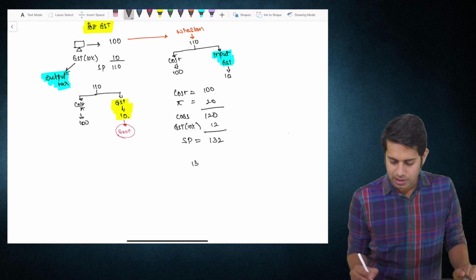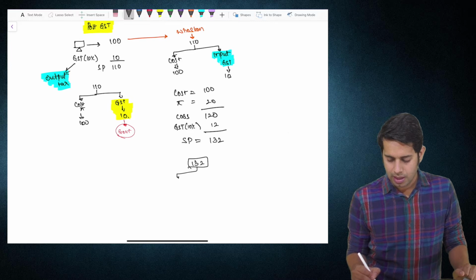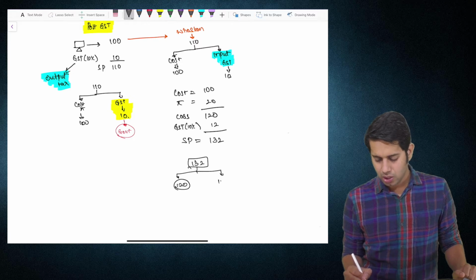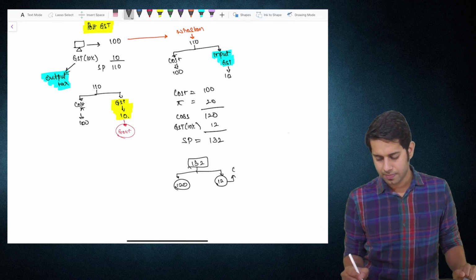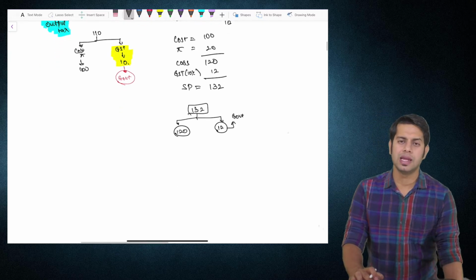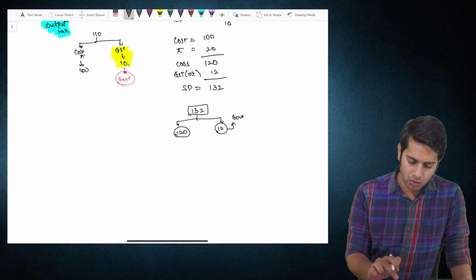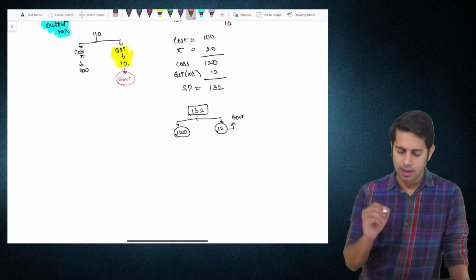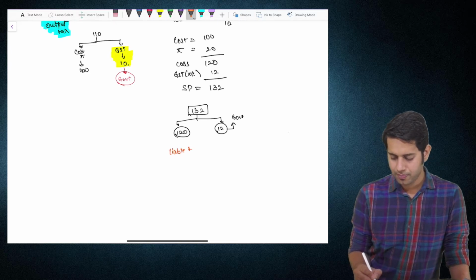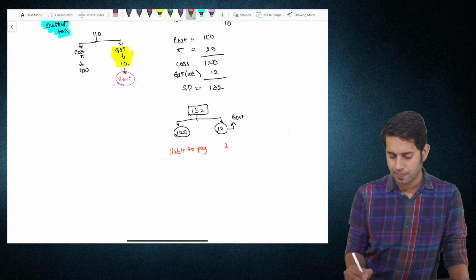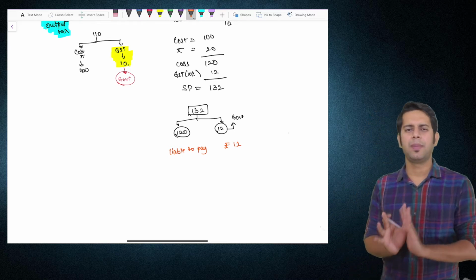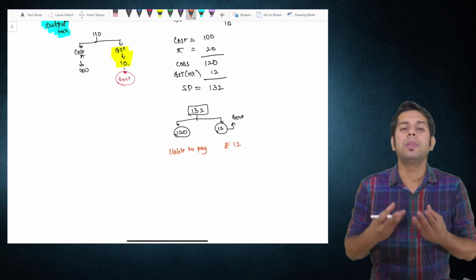Sir, in this 132, 120 will go to the wholesaler. 12 rupees will go to the government. Now, what is the government telling? The government is telling the wholesaler, hey wholesaler, you are liable to pay me rupees 12. Your GST liability on your sales is rupees 12. This is what you are liable to pay me.